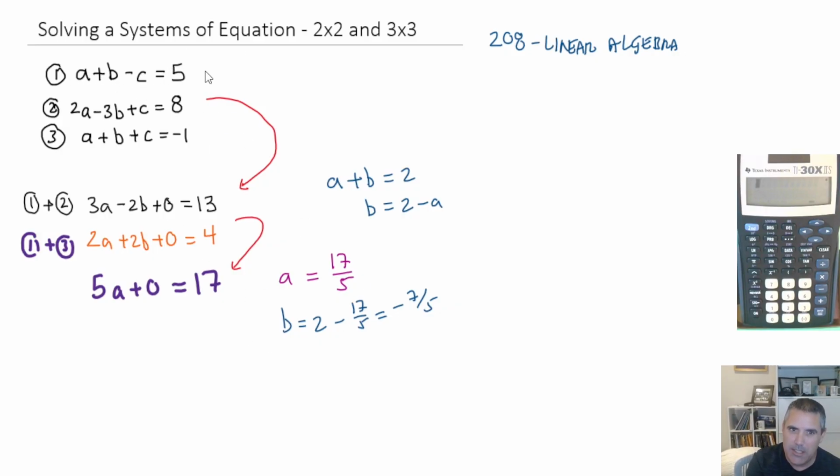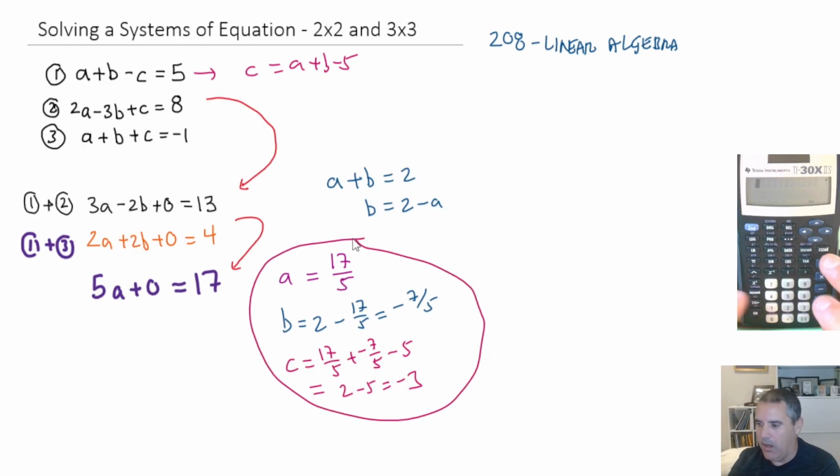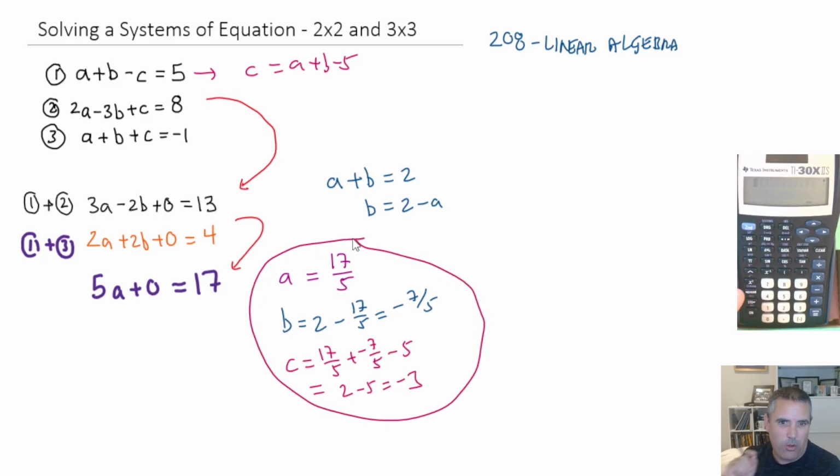So now I can plug it into any one of those equations, and I can find c. In particular, maybe I'll plug it into this one. I think c ends up being a plus b minus 5. So c is a plus b minus 5. So that's 10/5, so 2 minus 5, negative 3. That's it. And again, I would not enter this until I checked all three equations.